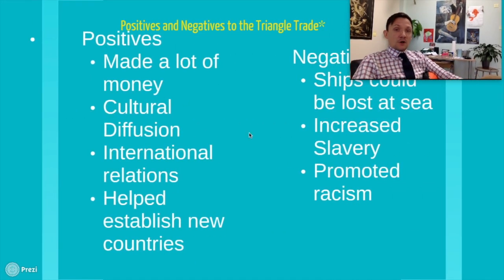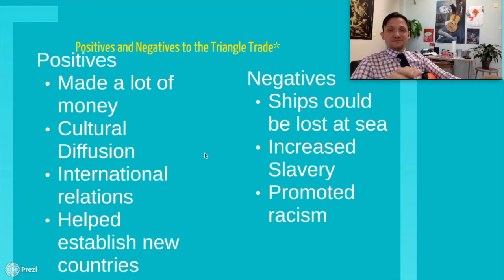So, anyway, positives and negatives of, don't write triangle trade, write the global economy, right? Big positive for the Europeans is a lot of money is going to be made. Ironically enough, for some Indian Rajas, a lot of money is going to be made. For some of the Southeast Asian countries, for the already wealthy, a lot of money is going to be made. And then you have the biggest one, cultural diffusion, right? And international relations are going to be promoted, and we're going to help establish new countries. We're going to do all this amazing stuff, right?